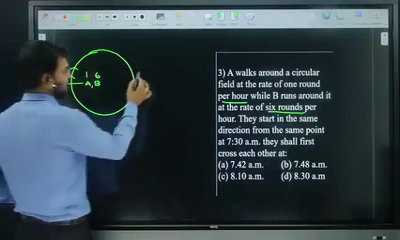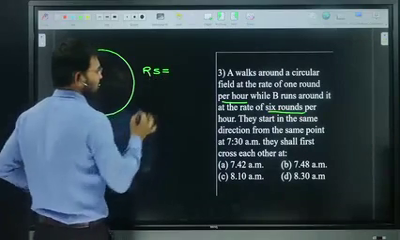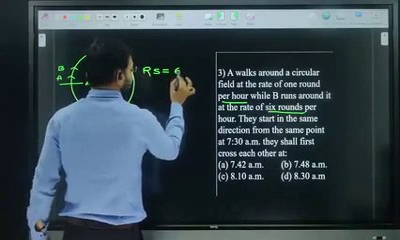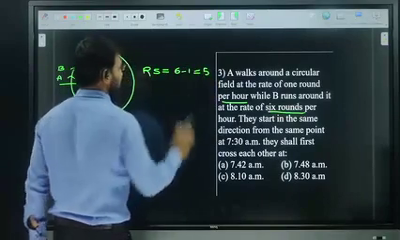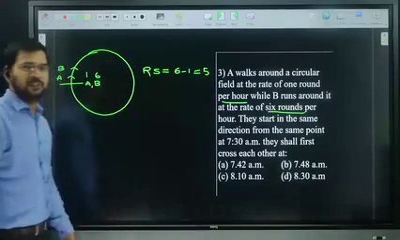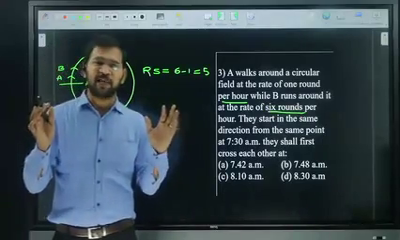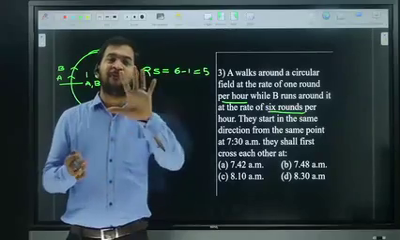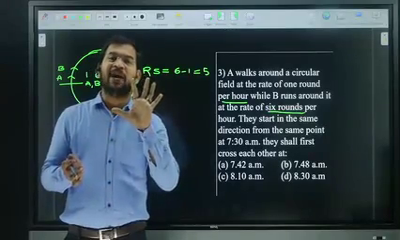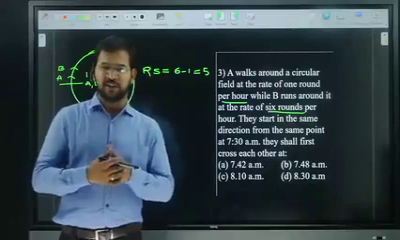Therefore, relative speed is what, Amma? S1 minus S2, 6 minus 1, that is nothing but 5. Relative speed is 5 rounds per hour, that is nothing but 5 times in an hour. How many possibilities are there, Amma? 5 possibilities are there. 5 times they meet each other.